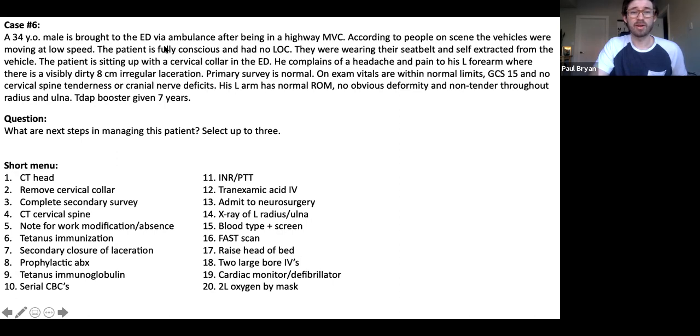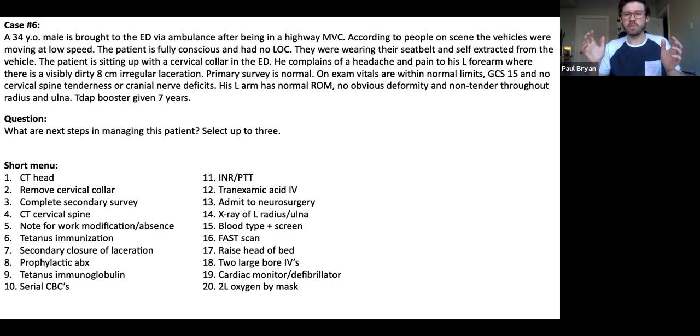34-year-old male brought in with trauma, right? So immediately your mindset is trauma, which is such a different mindset than figuring out an internal medicine differential diagnosis problem, right? According to people in the scene, it is low speed. So it doesn't seem like a high risk, high energy trauma. He's fully conscious, had no loss of consciousness, so it doesn't have red flags that you should be thinking about.